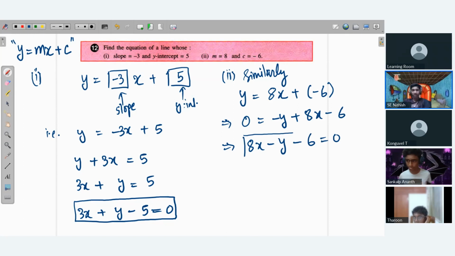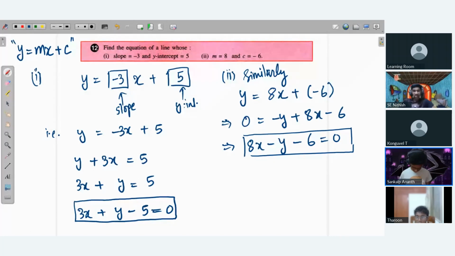Understandable? Wait a minute. I got minus 8x plus 6 plus y. Even I got the same. Both are the same thing. Yours is minus 1 multiplied on both sides. That's all. Basically, we're multiplying the negative sign with the whole thing.